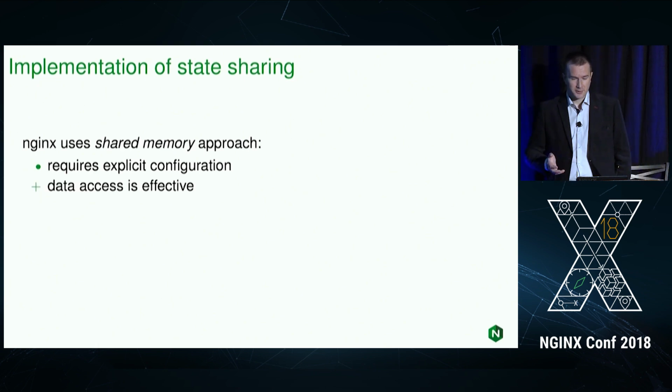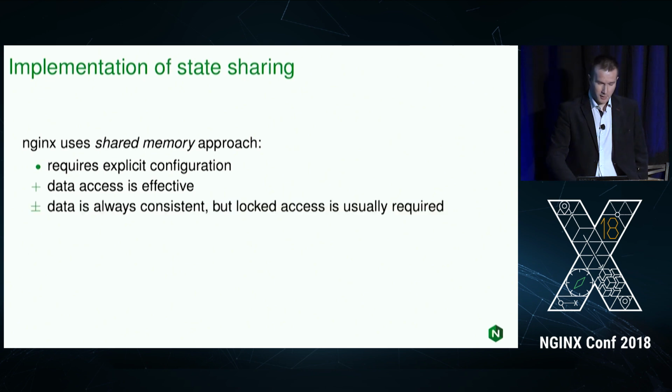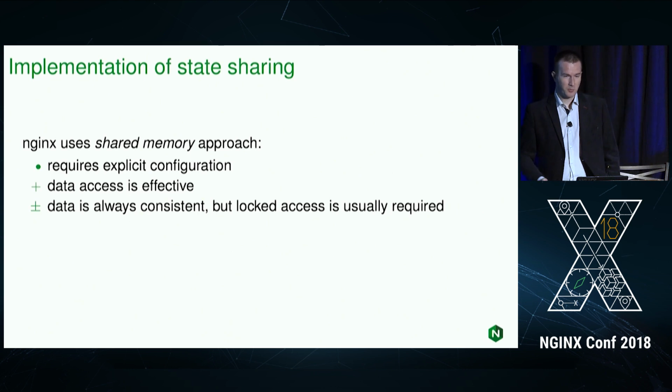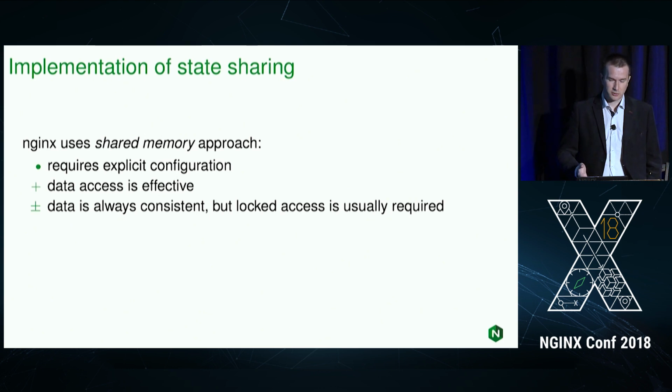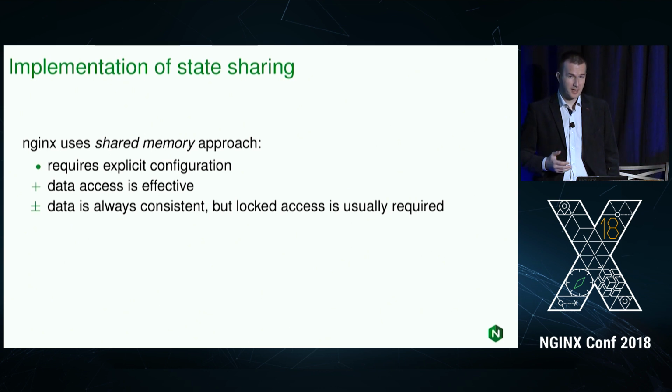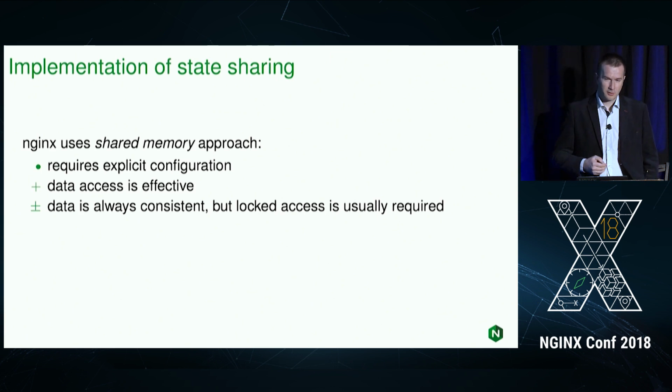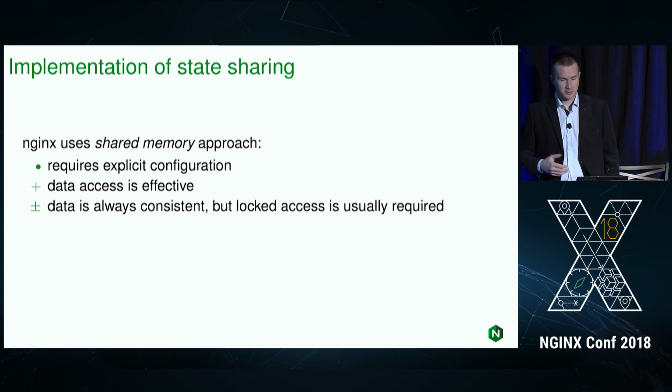Let me note some properties of this technique. The data access is effective because it's just memory reads and writes. Data is kept in a consistent state because all the processes that access it take a lock, modify data, and release the lock. Usually, you cannot avoid locking because the data that is stored is complex. There are some cases when you can avoid locking, like incrementing some counters or if you are using some lockless algorithms, but generally you use locking to access shared memory.